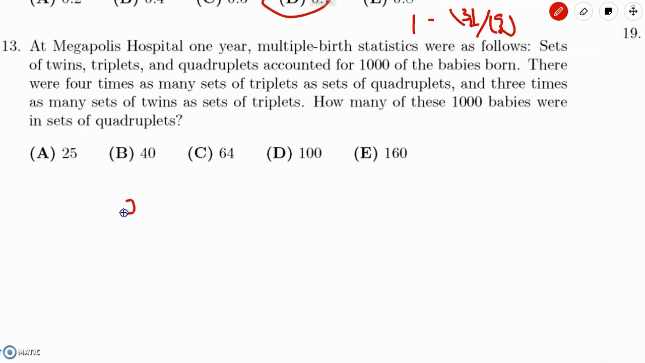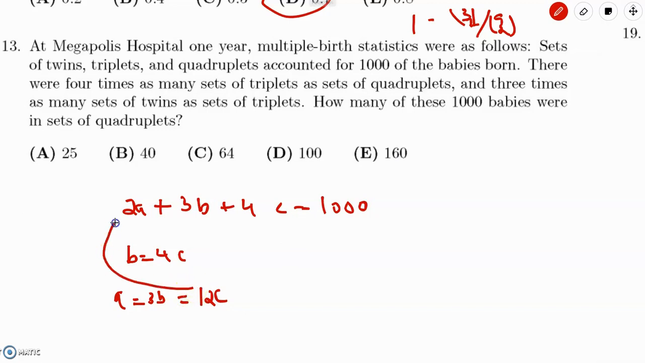So, if we have A twins, B triplets, and C quadruplets, we have this equation since there are 1,000 of those. And there are 4 times as many sets of triplets as sets of quadruplets, so that means B is equal to 4C. 3 times as many sets of twins as sets of triplets, so A equals 3B. Subbing in B equals 4C, this is equal to 12C. Now we just plug these back in, since we want the value of C, but we're not done after that. So, if we put this over here, then we have 24C plus 12C plus 4C equals 1,000, and that gives C equals 25.